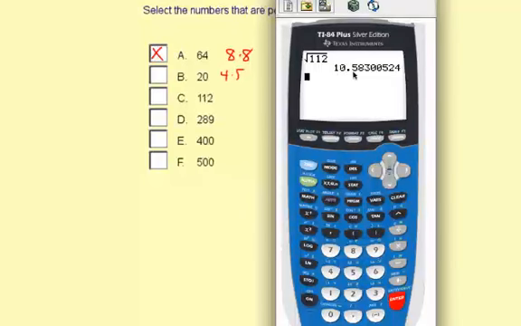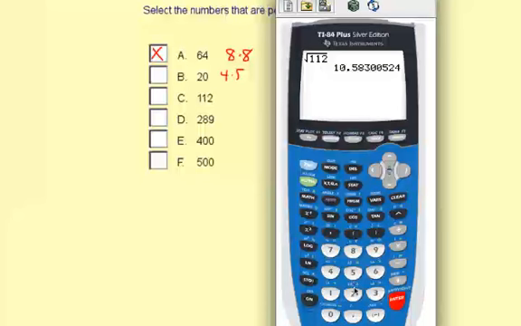Okay, now notice you have a decimal here. And this decimal goes on forever and doesn't repeat. And this is actually what's called an irrational number, the square root of 112. An irrational number cannot be written as a fraction of two integers. So here we go. This 112 is not a perfect square.